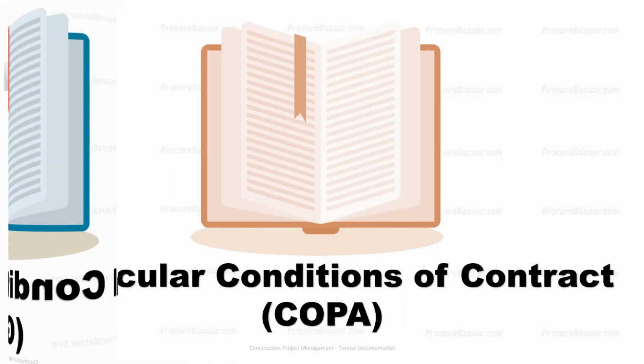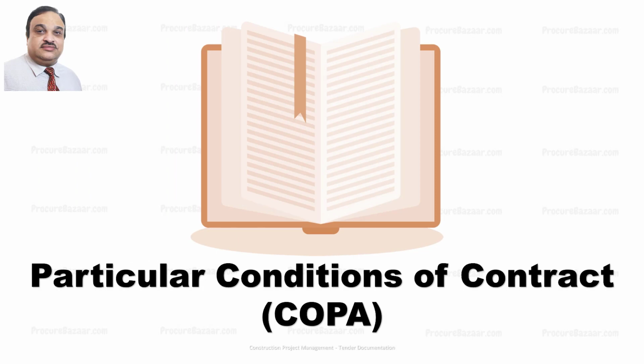And last but not least, part 4 can be particular conditions of contract, also known as COPA, which is complement to the general conditions of contract, stating specific data and contractual requirements linked to the special circumstances of the location, organization, or any other special project conditions.